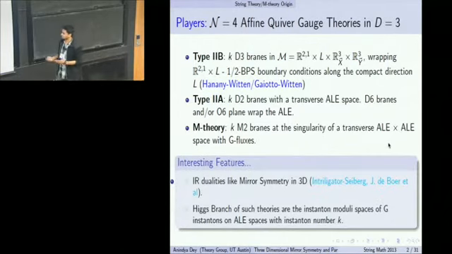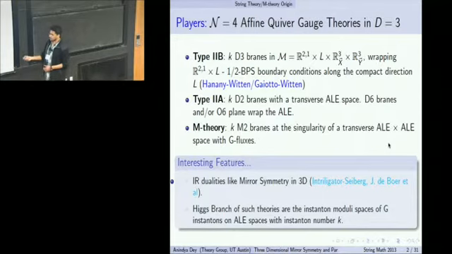But let's first ask ourselves why it is interesting to study these theories. Of course, there are many reasons. But one important feature of these theories is that they exhibit these exotic IR dualities, like mirror symmetry, for example. And also, the Higgs branch of such theories are instanton moduli spaces of G instantons on ALE spaces with instanton number k, the k being the number of D2 branes. So the rank of this group G is related to the number of D6 branes that you have.